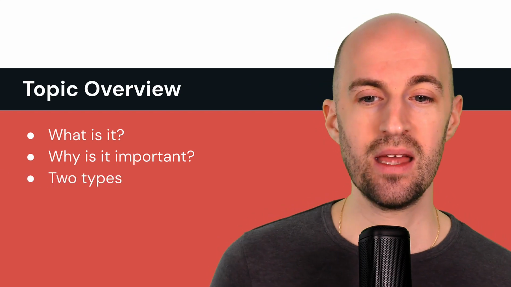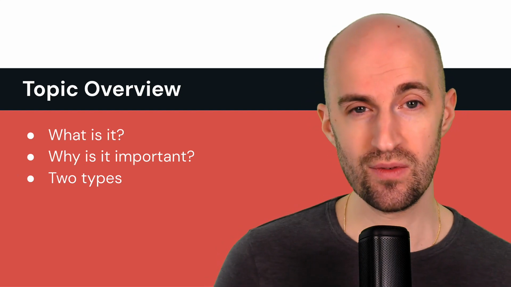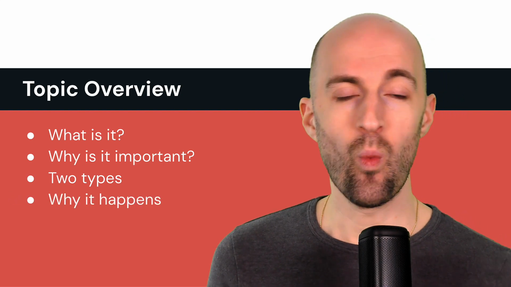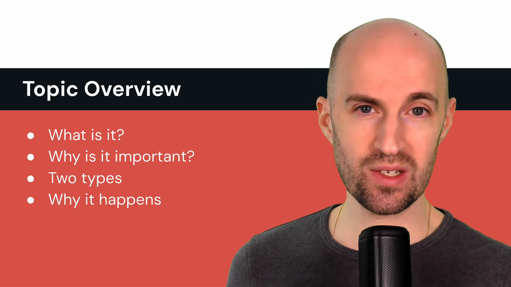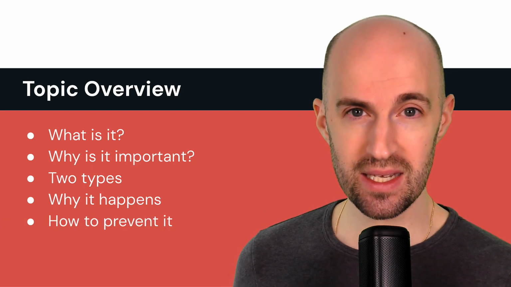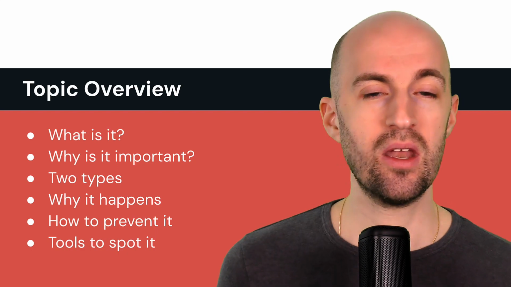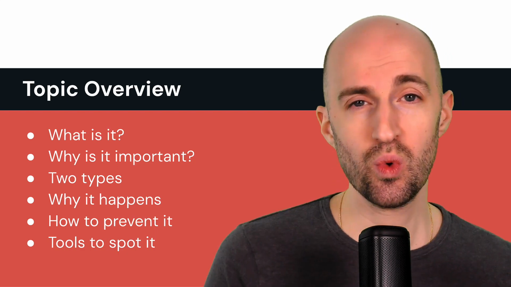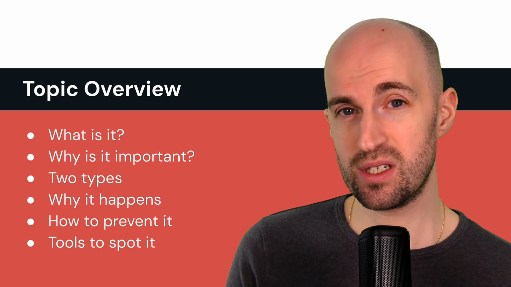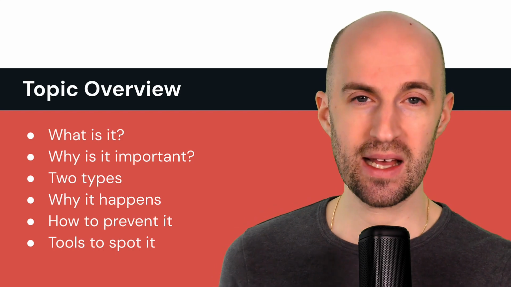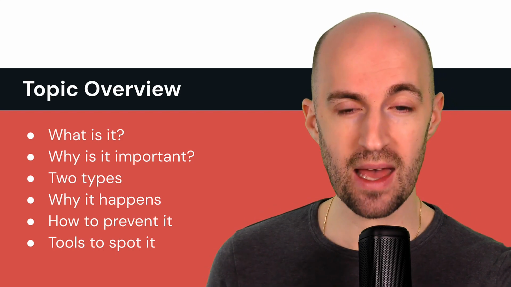So what you'll learn in this video is what duplicate content is all about, why it is important to avoid doing this even if it's unintentional. And then we'll explore two types of duplicate content that can occur, why it happens on your site as well, and how to prevent it from happening in the future. And also we'll be going through a few different tools that you can use to spot duplicate content in advance or when it has already occurred so that you can remedy that.